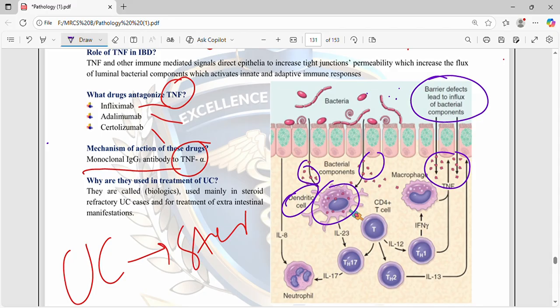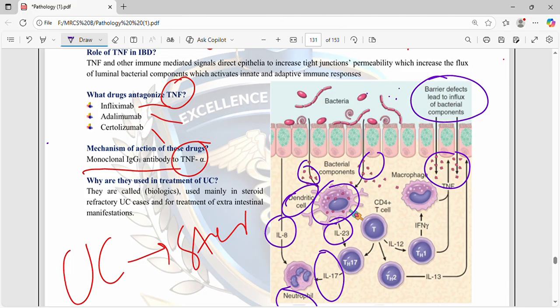The dendritic cells detect these bacterial components and release interleukin 8 and interleukin 23. So here we have interleukin 23 and interleukin 8. What does interleukin 8 do? It calls extra neutrophils. What does interleukin 23 do? It activates the T helper 17 cells. They will secrete interleukin 17.